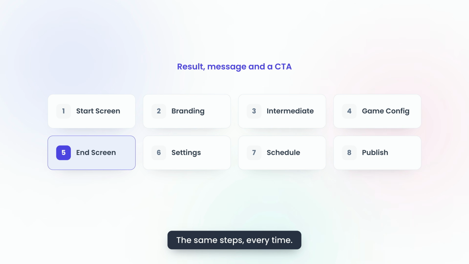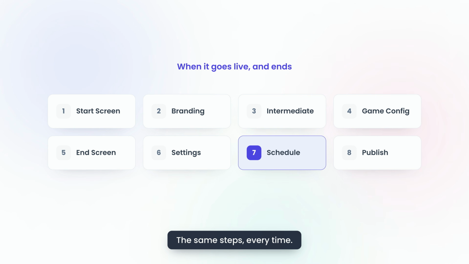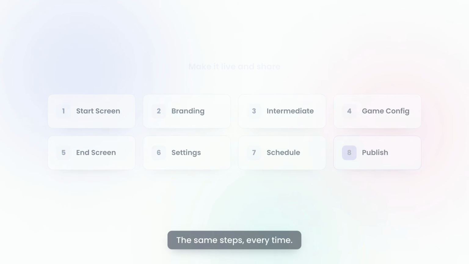The end screen shows the result, a message and a call to action. Settings control the play rules, like frequency and identification. Schedule sets when the game goes live and when it ends, and publish makes it live to share by link, QR code or embed.